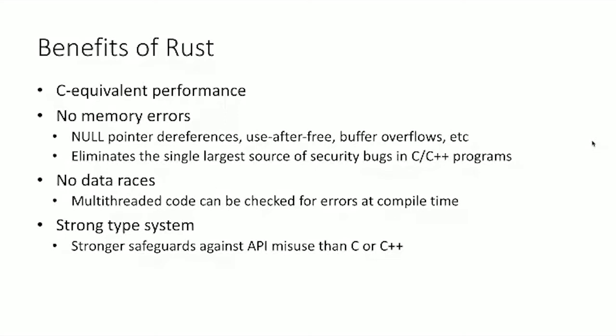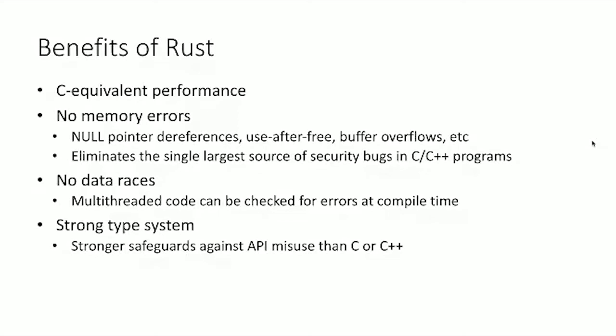Go doesn't get rid of any of these. You can still have seg faults in Go. The only languages that really eliminate them are things like Python, where you can't have memory errors because you don't have any pointers. Rust also eliminates data races.